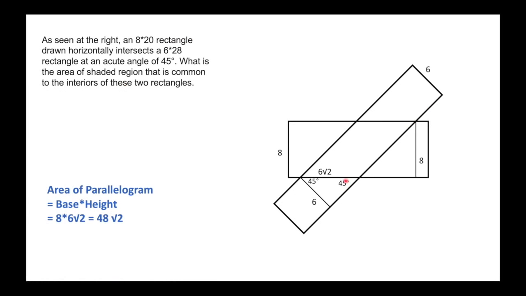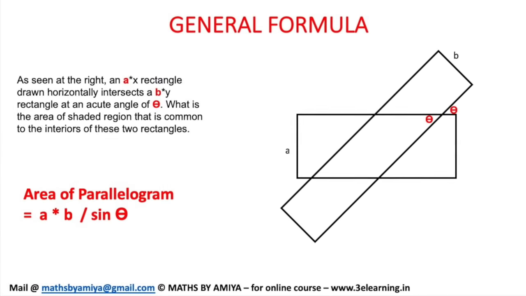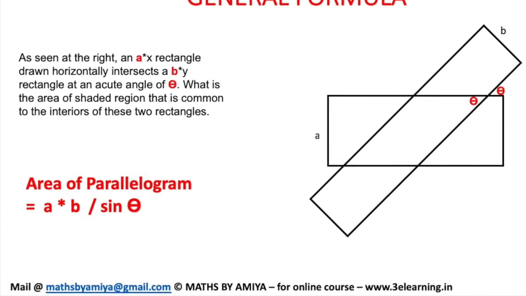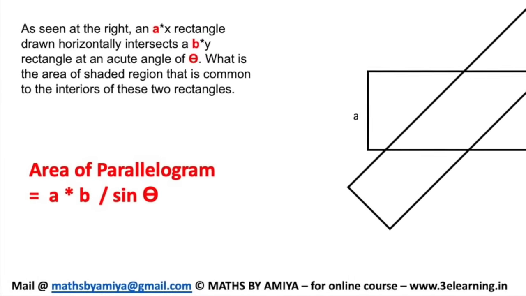So upon the acute angle that it makes with the other rectangle, the area of the parallelogram is quite easy, which is A into B by sine theta. So this one is the answer of this question.